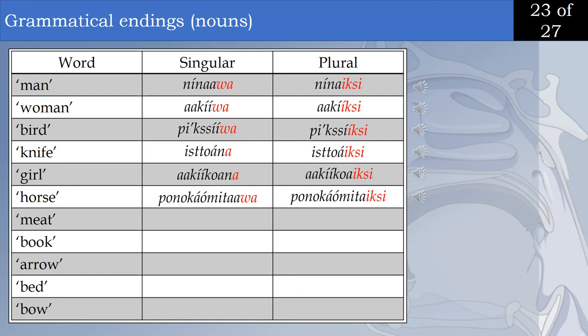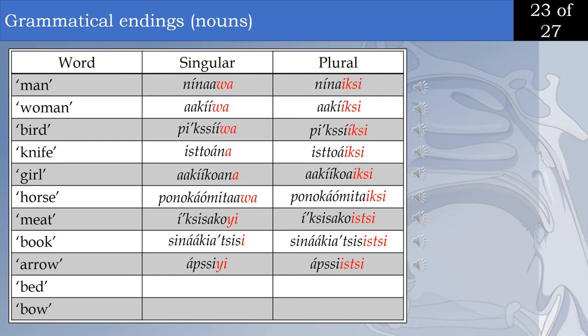Now, would you like to take a guess as to whether or not meat is an animate noun? No, it's not. Meat is inanimate, and so it takes the yi ending. And when we make that plural, it'll take the ists ending. Iksakui. Iksakuist. The same is true of a book. It is an inanimate noun. Now, if knife was animate, do you think arrow will be? Unfortunately, no. Arrow is an inanimate noun and takes the yi and the ists endings. The same is true for a bed. And a bow.